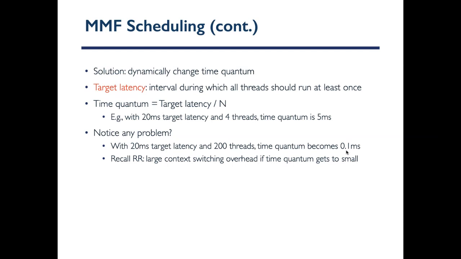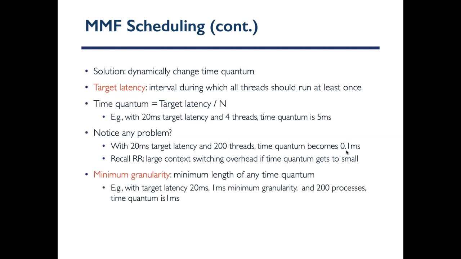How do we fix this? Well, you can have a minimum time quantum. So basically do that division, but if what you come up with is lower than the minimum, never go lower than the minimum.